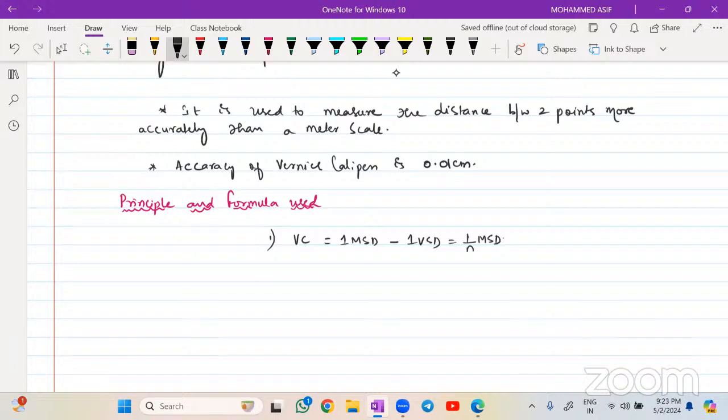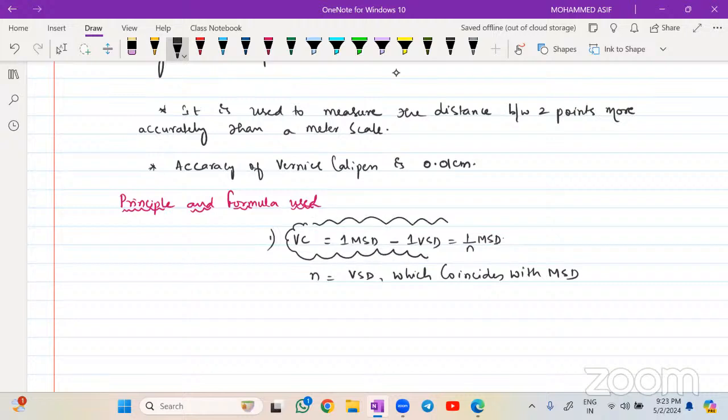Okay. What is VSD, beta? Vernier scale division. What is n, beta? Anyone? N value will be equal to the vernier scale divisions which coincide with main scale division, MSD. Clear? So vernier constant is equal to 1 MSD minus 1 VSD. So n VSD will be equal to 1 MSD. So 1 VSD, or 1 vernier constant, is equal to 1 by n times of MSD. What is n? N is nothing but the vernier scale division which coincides with your main scale division.